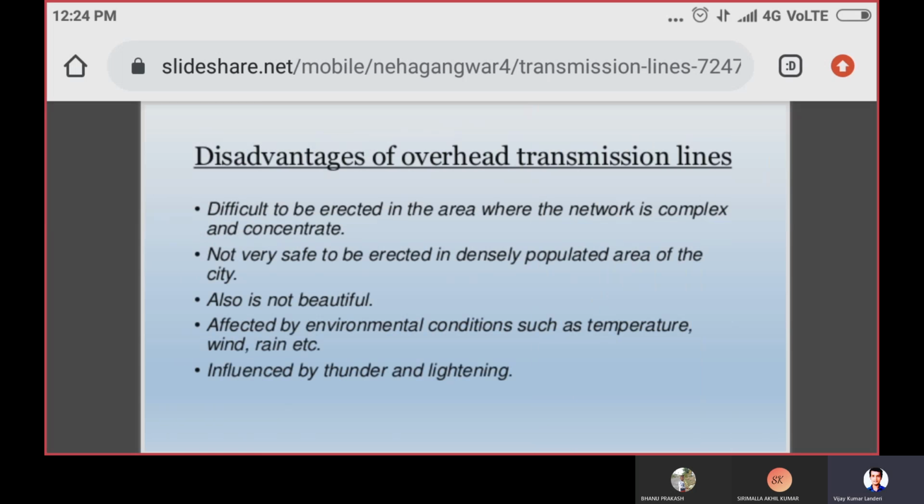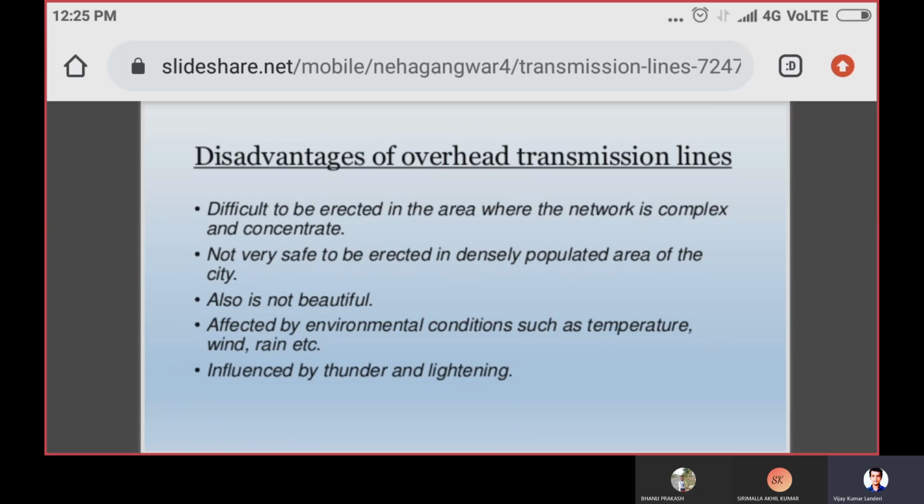So next one is the disadvantages. What are the disadvantages of the overhead transmission lines? Difficult to erect when the network is complex and concentrated, right? Not very safe to erect in densely populated areas. So wherever there is a dense population, there we can't go for overhead transmission lines.